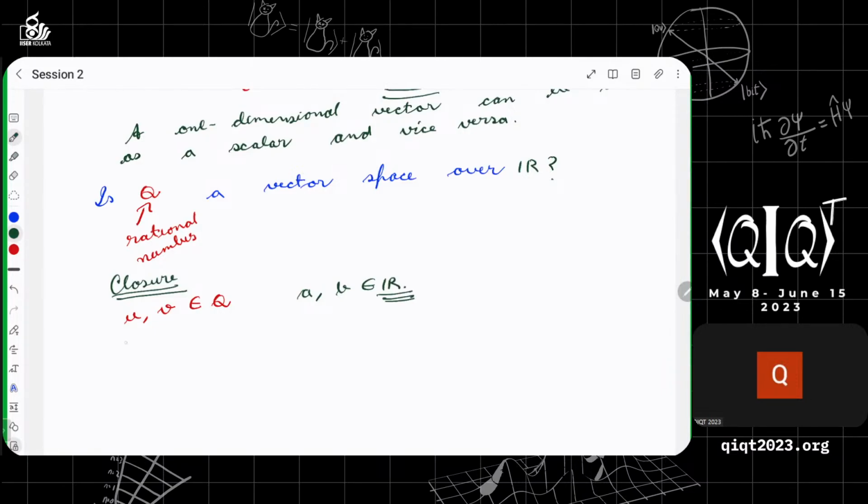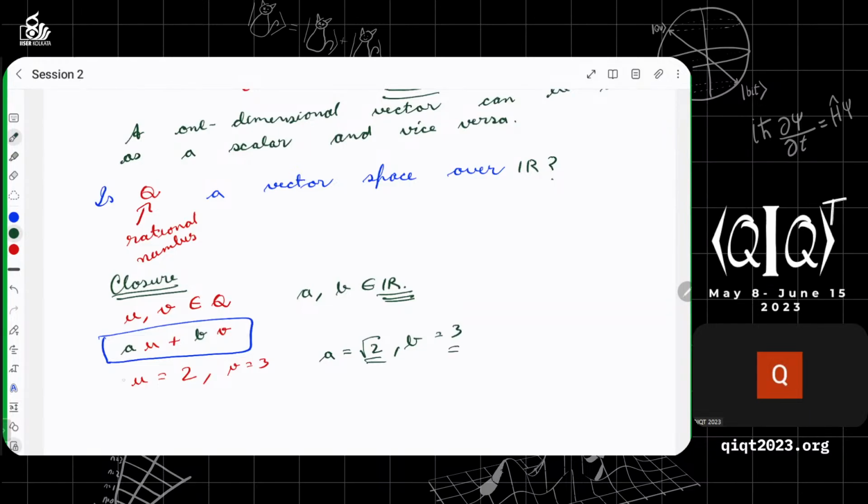Now we have to check whether au plus bv is also a rational number or not in general. So that is what we have to check. Now let's take an example. Let us take two rational numbers, say u = 2, v = 3. So these are rational numbers. And let's take two real numbers. As I said, real numbers can be rational, so let's say a equal to root 2 and b equal to 3, because real numbers can be both irrational and rational.